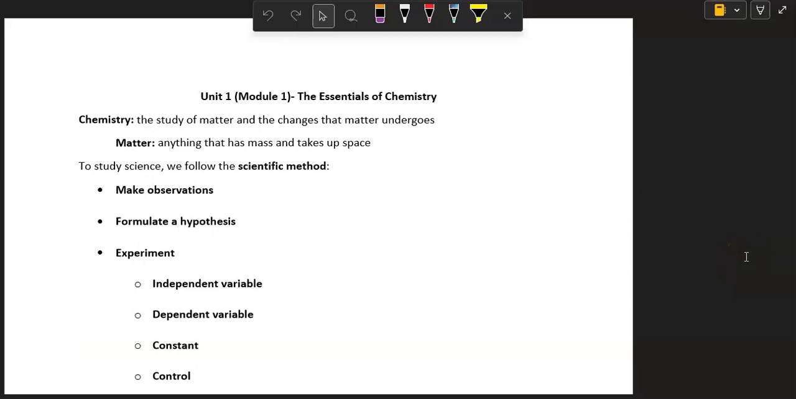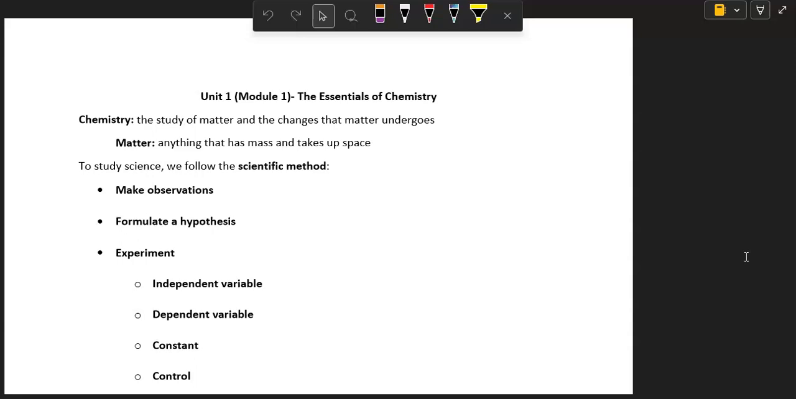As we dive into our study of chemistry, it's always good to start at the beginning. So this first unit, the first module, is called the Essentials of Chemistry. And so why not start off with a definition of chemistry? It's defined as the study of matter and the changes that matter undergoes.